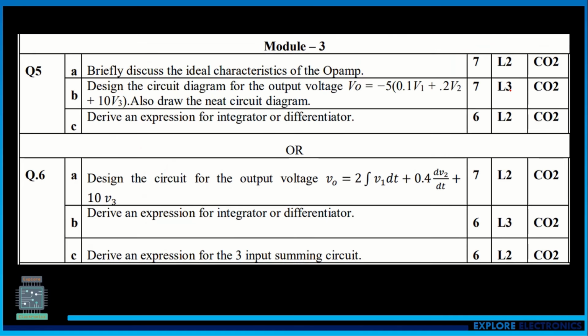Then coming to module 3. Module 3 is of op-amp. Here the questions are on ideal characteristics and also there is a problem and then integrator, differentiator. Similarly in question 6, the choice question, integrator, differentiator is repeated. You can expect differentiator also. So you can expect differentiator over here.